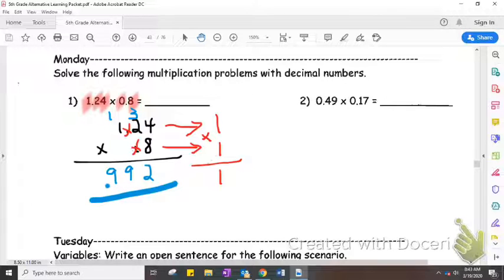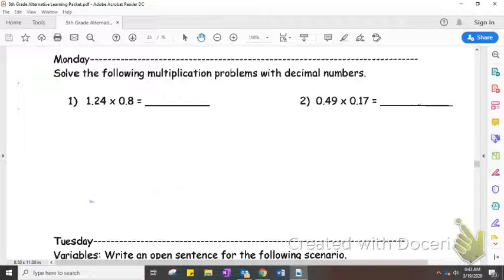That's your answer. Okay, so I'm going to go ahead and erase this here to give myself enough space with number 2. Here's number 2, 49 hundredths times 17 hundredths. Again, I'm going to just ignore these zeros because if I were to add them, they would just make me do more work, and they would get me the same answer. I'm not interested in that. I want to be efficient.